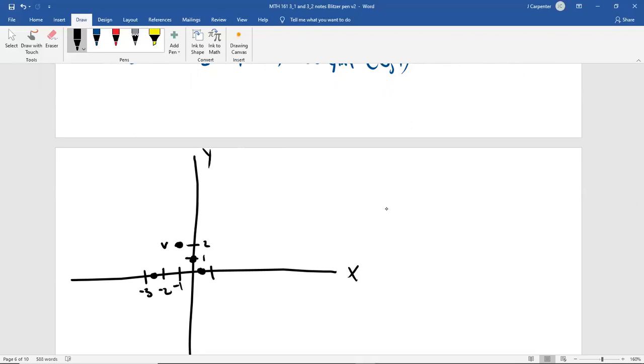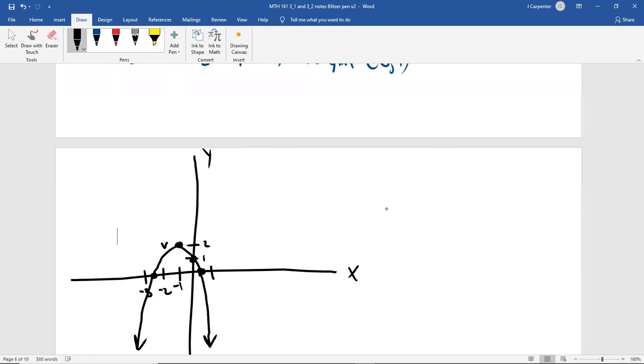And then we just connect and extend. Something like that. But you don't stop, you keep on going. And remember that this thing gets tighter and tighter as you keep moving up or keep moving down. So there is our graph.